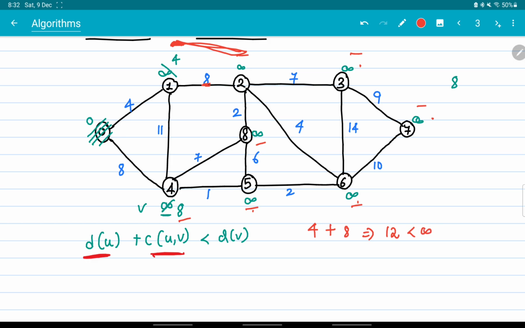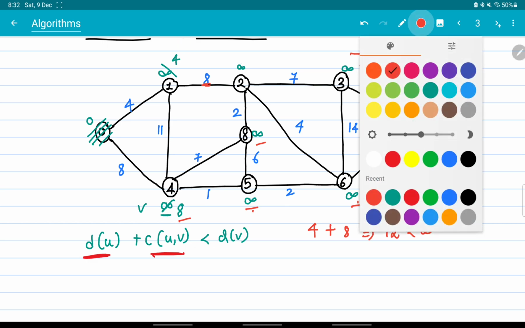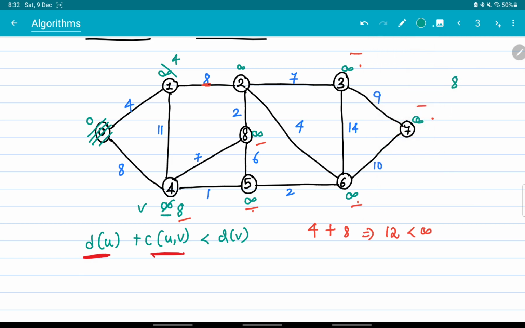Is 12 less than infinity? Infinity is the distance of vertex 2. So 12 is less than infinity, right? So I'll update the distance from infinity to 12. I'll cut this infinity and I'll update the new distance as 12. So 12 is my new distance of node 2.